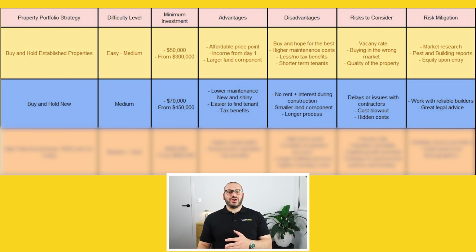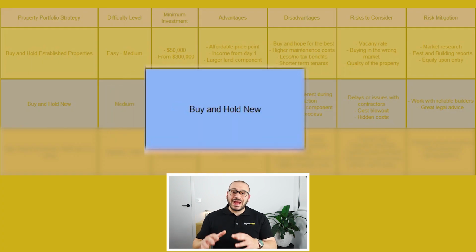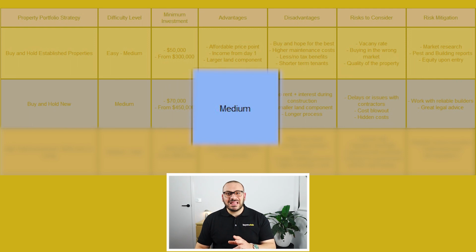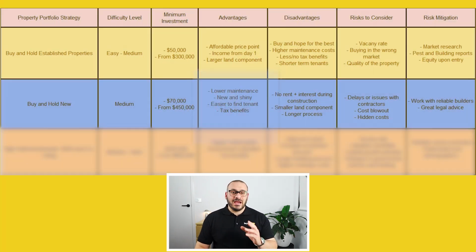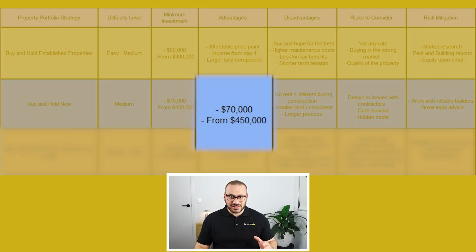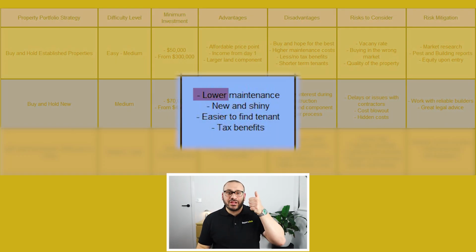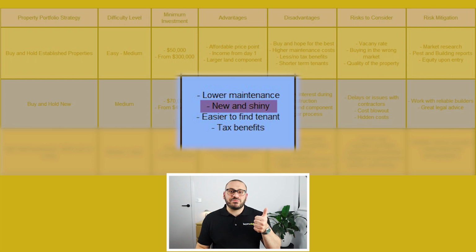The next strategy we're looking at is buying or building a brand new property. Here we're talking about houses and it's more of a medium level difficulty. It requires a deposit of $70,000 and there's a few things that I love about this strategy. First, it offers low maintenance. Obviously, it's brand new and shiny, and everyone loves a brand new shiny house, so it's easy to find tenants. And being brand new, it offers a lot of tax benefits as well. So these are the 3 main benefits.